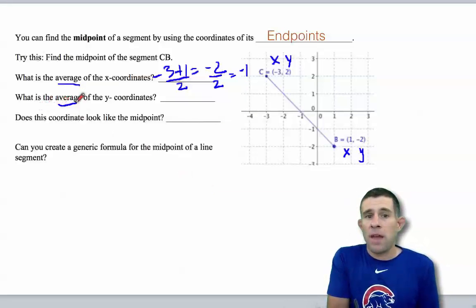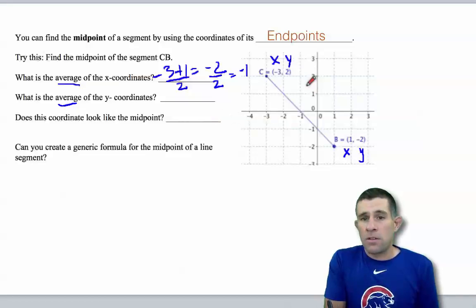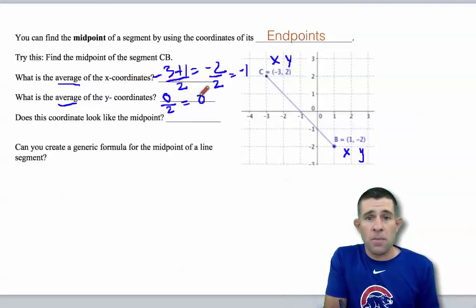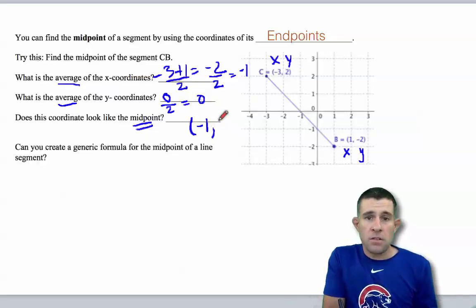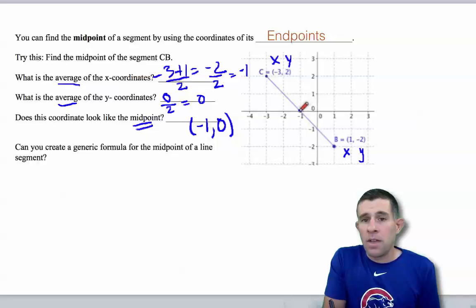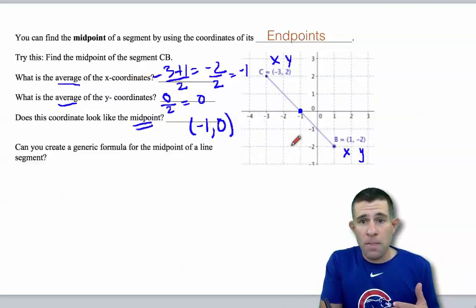Now what happens when we average our y coordinates? So we'll add our two y coordinates together, 2 plus -2. That results in 0, but if we average that, we have to divide by 2, and 0 divided by anything is just 0. Now it asks, does this look like the coordinate of the midpoint? Well, we have to take the -1, which was the average of our x's, and the 0, which was the average of the y's, and let's plot that point. Here it is, -1 over and 0 up. Does this look like it might be the midpoint?